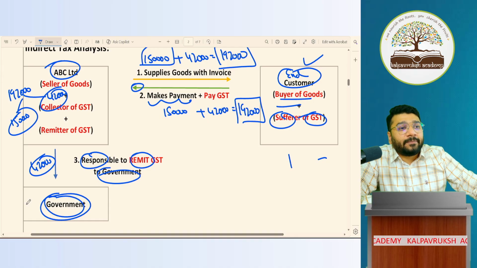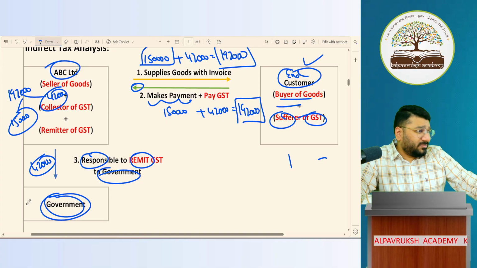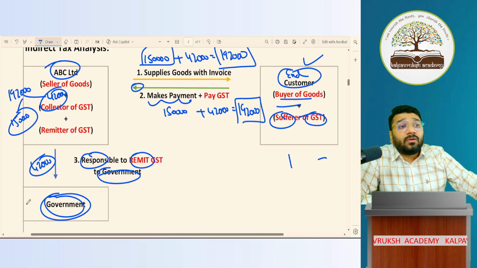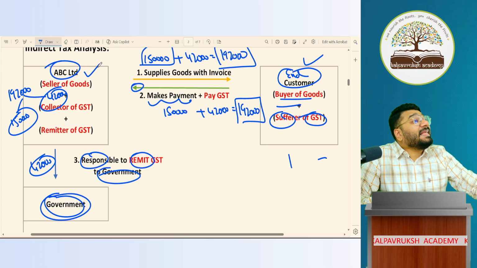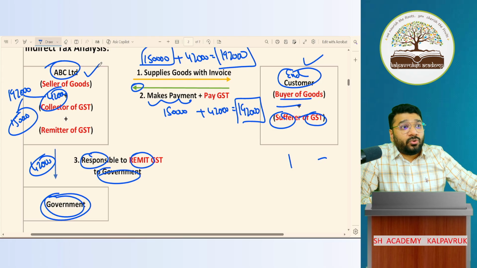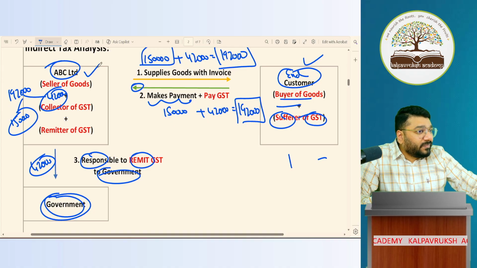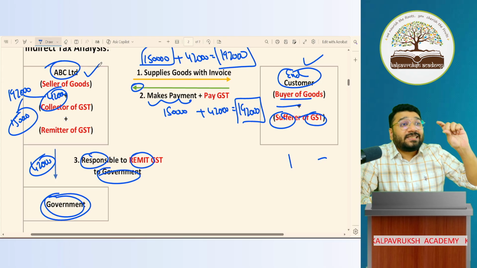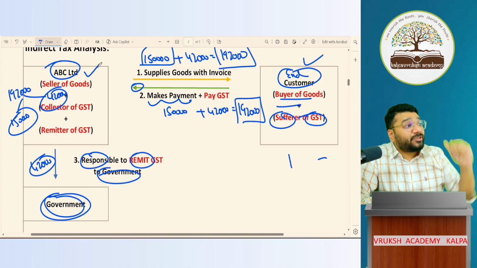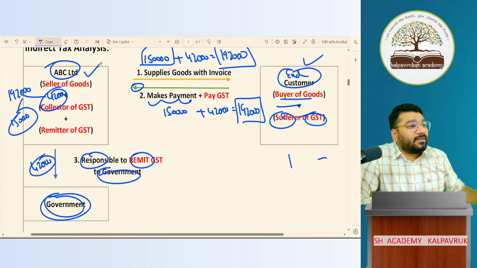Okay, not okay? Sir, in this entire process, what are we going to learn? We are going to learn what entry ABC Limited will pass when purchasing the product, and what entry it will pass while selling the product. When it buys goods, that is, purchases goods, what GST will come? When it is selling the product, what GST will come? How is this GST remitted to the government? While remitting this to the government, what entry has to be passed? That is what we're going to learn.